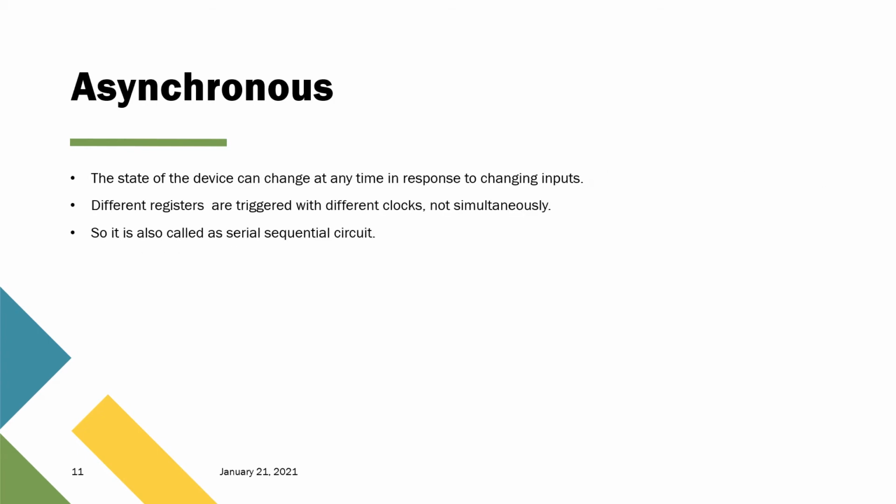The state of the device in an asynchronous circuit changes at any time in response to changing inputs. Different registers are triggered with different clocks, not simultaneously. So they are called serial sequential circuits.